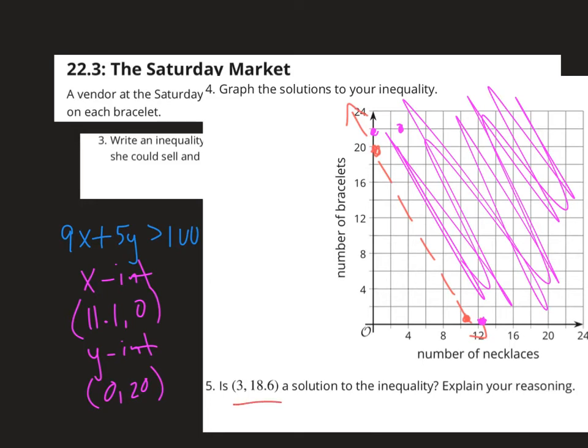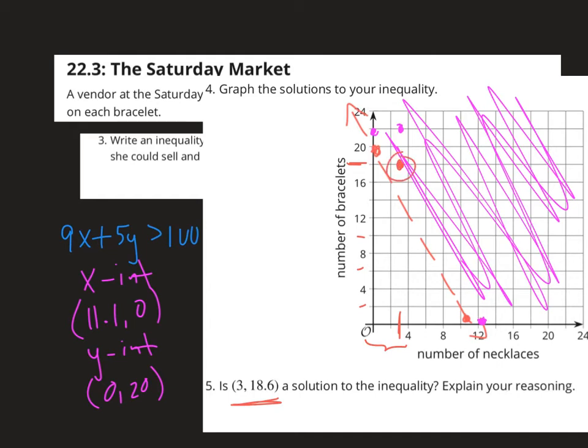Now the last question says, is (3, 18.6) a solution to the inequality? So first off, 3 necklaces and 18.6 bracelets. 18.6 bracelets isn't possible, okay? But is that point a solution to this inequality? Well, 3, right? It looks like we're counting by 2s on the x-axis. So 3 would put us right here. And then 18, I think, would put us right here if we're counting by 2s here. So it'd be 2, 4, 6, 8, 10, 12, yada, yada, yada, all the way to 18. So where is that? That's right there.